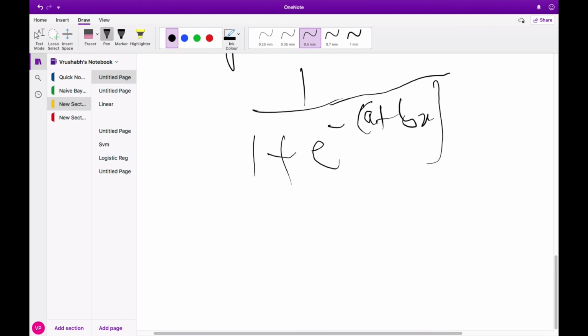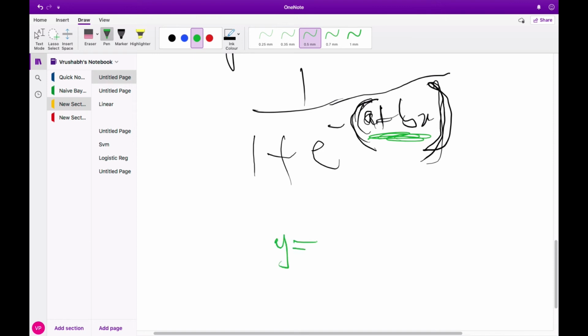Now let's take a critical look at this logit formula that I've put here. This is just a bracket, and then we have another bracket here. Inside the bracket is what we have: a plus bx. If we take a critical look at this, what we have in the bracket over here is nothing but the equation of a line.